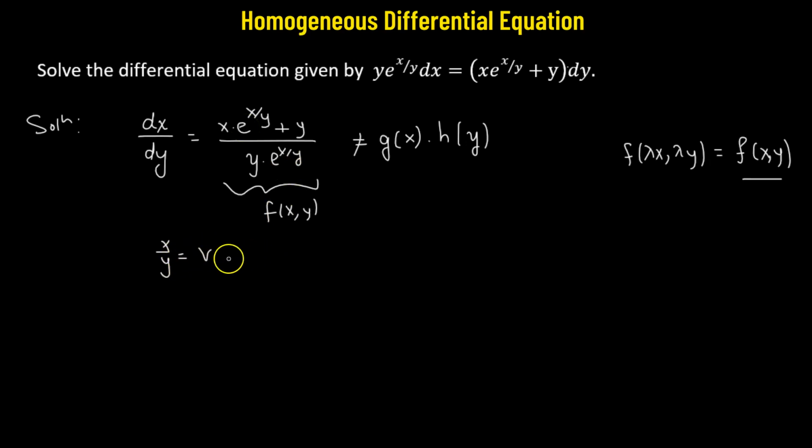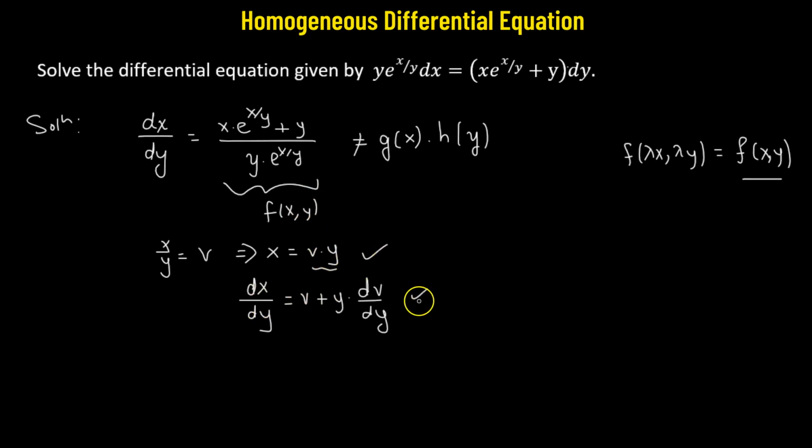So here x over y equals v can also be written as x equals v times y. And we will take the derivative on both sides with respect to y. So this will give us dx over dy equals v plus y times dv over dy. All we have done is apply the product rule to v and y.